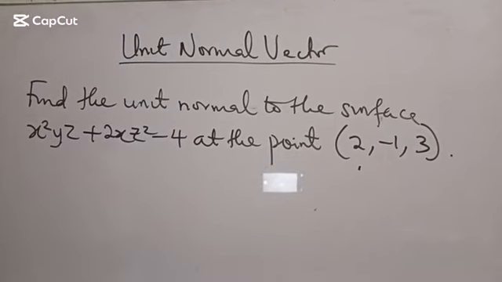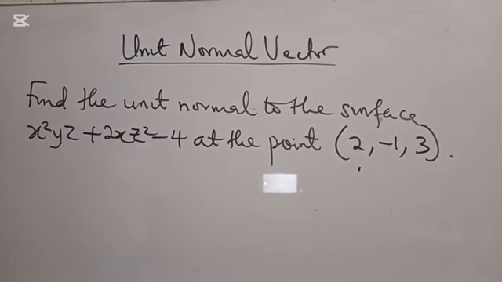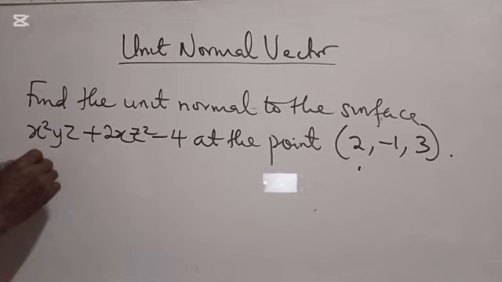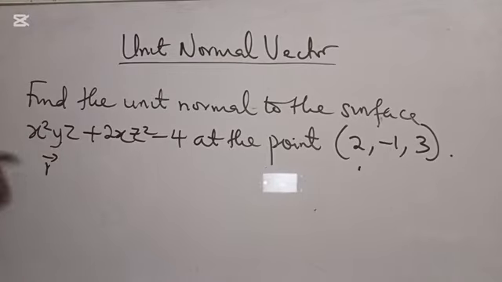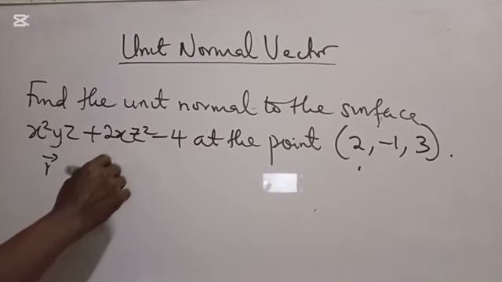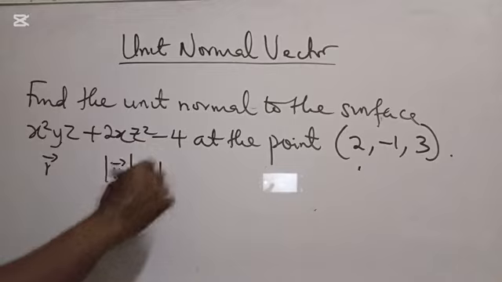Hello, in this video, we want to talk about unit normal vector. In our last video, we discussed the concept of grad of a particular surface. Before we go on, when is a vector said to be a unit vector? A vector is said to be a unit vector if the modulus of that vector is equal to 1. For example, if I have a vector R, it's said to be a unit vector if the modulus of R is equal to 1.